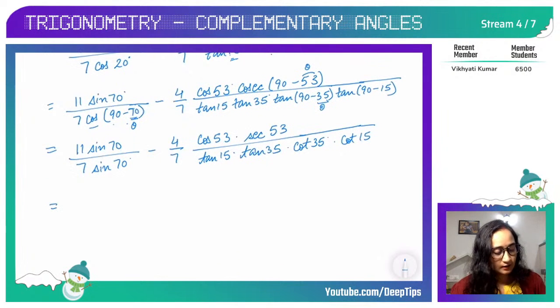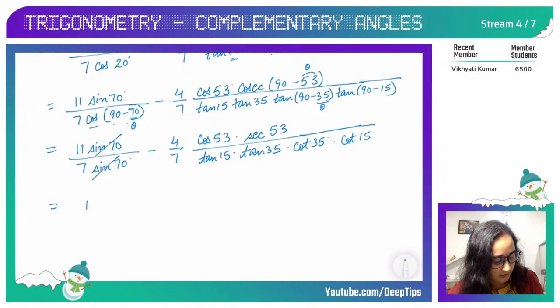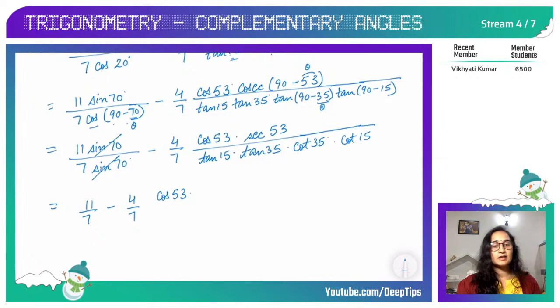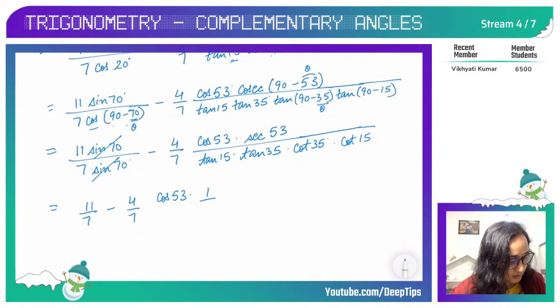Now I can clearly see that sine 70 and sine 70 can be cancelled. So I am left with 11 by 7 here, minus 4 by 7. Now cos 53, and I know that secant can be written as 1 by cos. Why? Because while doing the trigonometric ratios, we learned that the reciprocal of cos gives us secant. So that's why secant 53 can be written as 1 by cos 53.